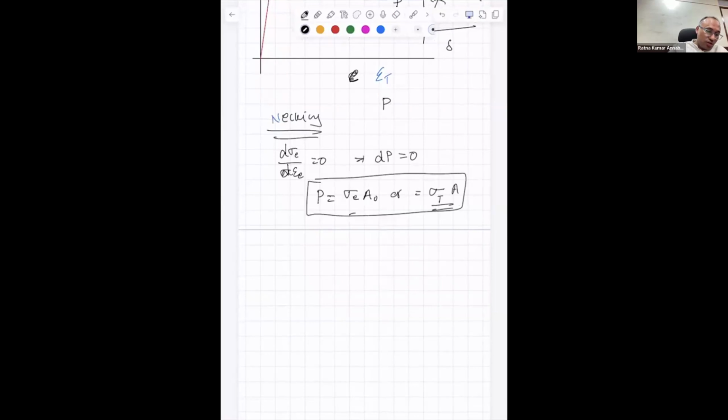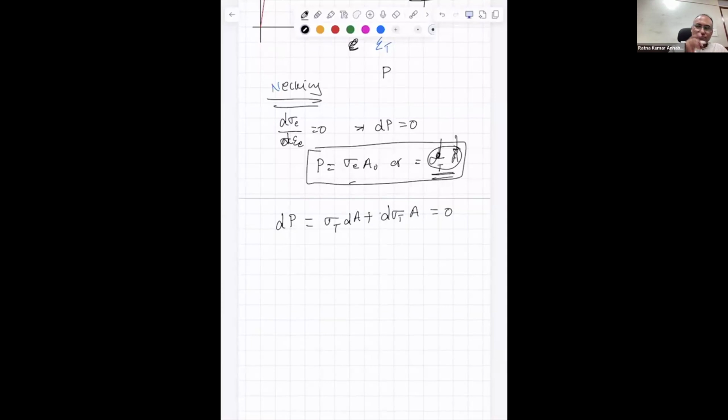Now if you talk about variation in P, if you look at this, as P changes, sigma t changes or not? Yes. As P changes, area also changes. So I can apply the chain rule. I can write this as sigma t dA plus d sigma t A, and that must be equal to 0.